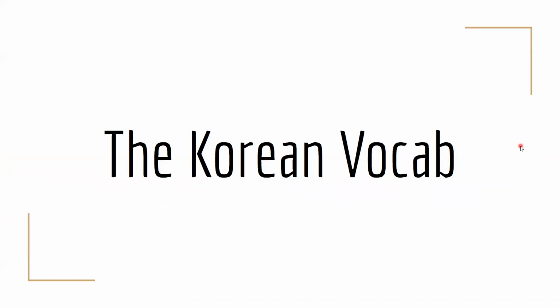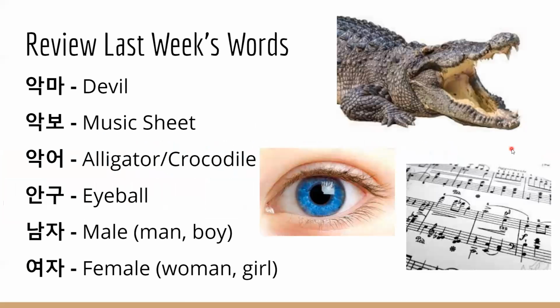Let's begin our next section, the Korean vocab. So here's what we learned last week. The first word we learned last week was 악마. It means devil. 악보 means music sheet. 악어 means alligator or crocodile. And just so you know, there's no separate word for this.